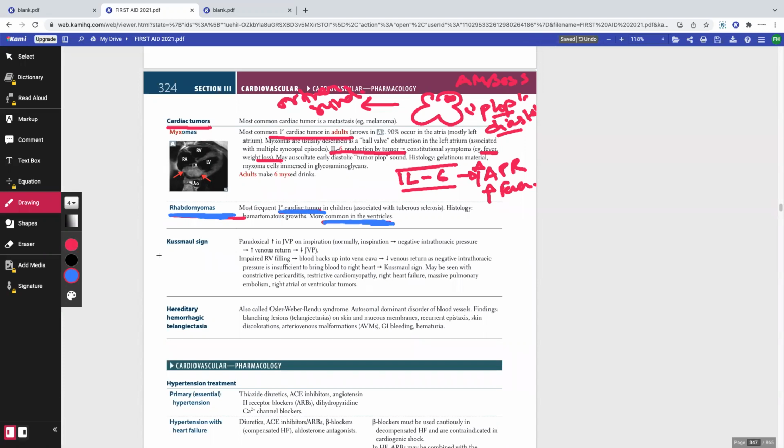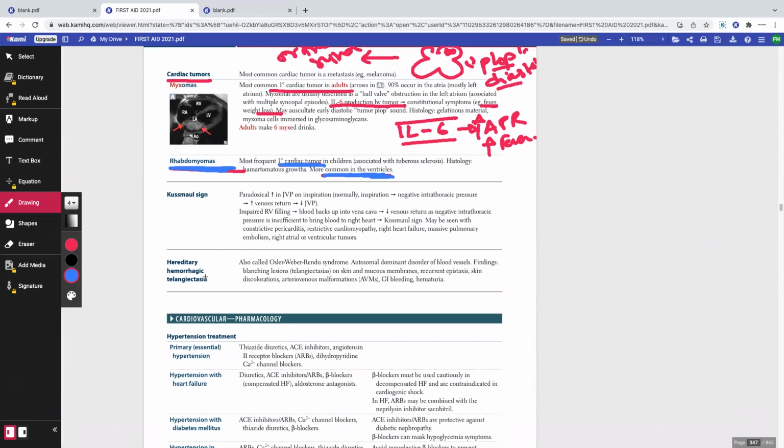Next one is Kussmaul sign. Does anyone know what Kussmaul sign is? Kussmaul sign? Yes or no? Okay. During a normal inspiration, do we have increased venous return or decreased venous return? Fast answers, please. We do not have all day. We have increased venous return, right?